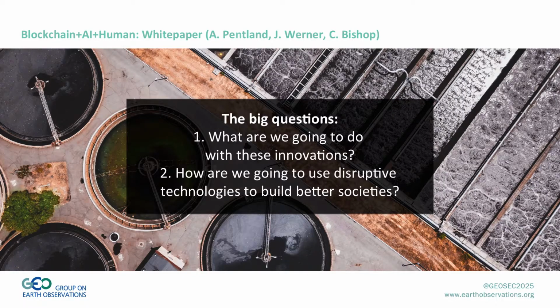The questions we were asked for this session from MIT were: how are we going to use these new innovations around blockchain and AI, and what are these disruptive technologies going to bring to society? In terms of Earth observations, Jess talked about trust. Two of the key concepts in blockchain are trust and immutability, and these are really important for distributed ledger technology.